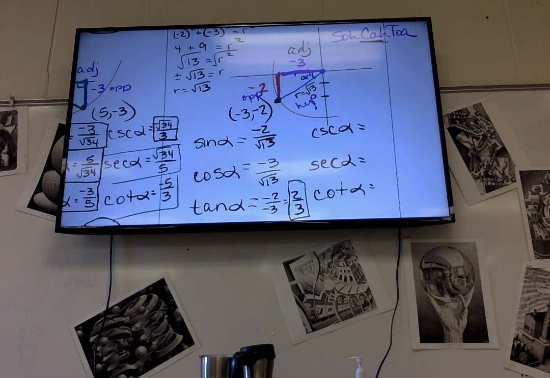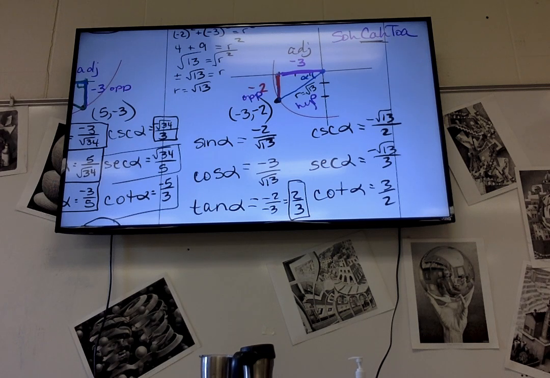Jack, what about the cosecant? Negative 13 over negative 2. That's right. I'm going to put the negative with the top, but it's the same thing. Candy, what about secant? Oh, that would be the square root of 13 over negative 3. Yep. And then, Annabeth, what about cotangent? 3 over 2. Absolutely right. Good.